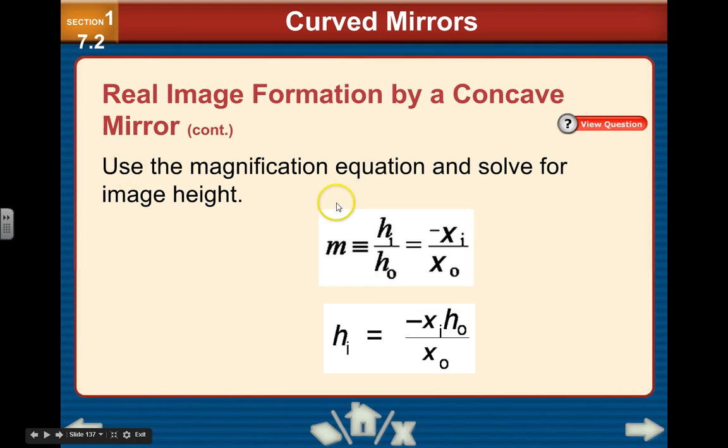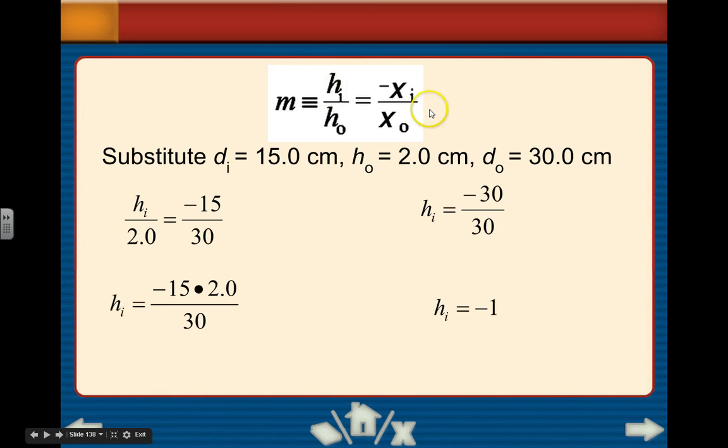Now, magnification. Magnification is hi over ho, or negative xi over xo. Again, we're going to solve for hi so we can figure out what the height of the image is. So they manipulate it first. I'm going to show you how to not manipulate it and just substitute in. So hi is what we're solving for.